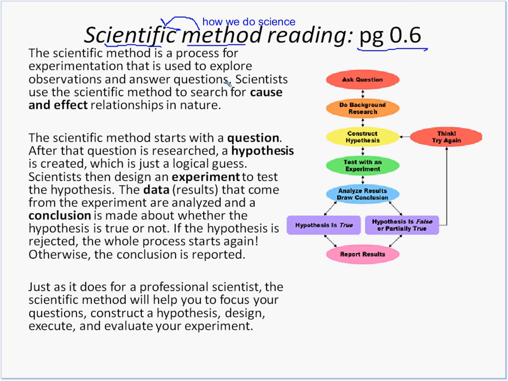Alright, so the scientific method, now I'm reading here, is a process for experimentation. Well, I know an experiment is a test, so experimentation must be testing that's used to explore observations and answer questions. Well, that's good. We're going to be answering lots of questions in class. Scientists use the scientific method to search for cause and effect relationships in nature.